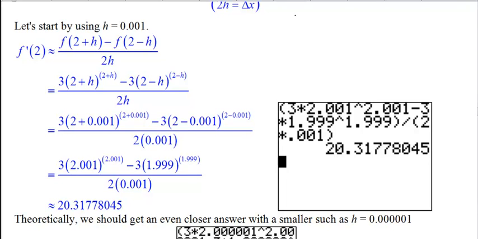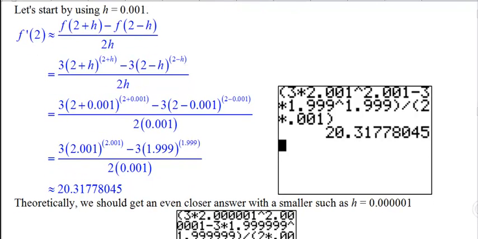If you look here, you can see exactly how this is typed into the calculator, and we get a derivative of approximately 20.31778045. Now all these digits may not be accurate, but the first few are pretty close, or are good actually. So at least in theory, the smaller h that we put in, the better value that we get out of it.